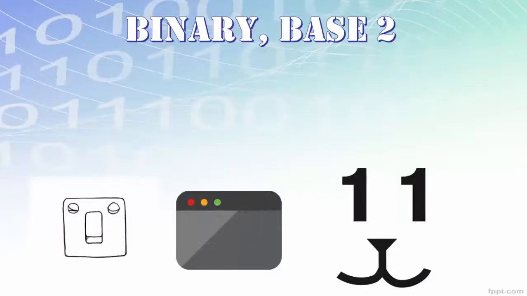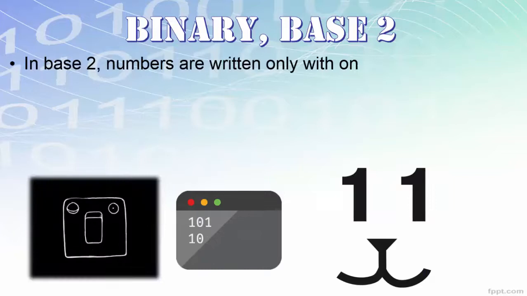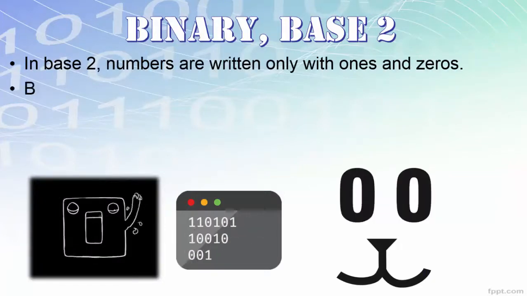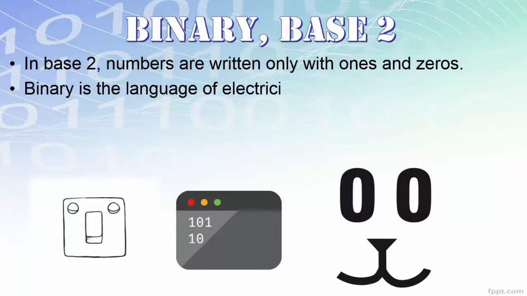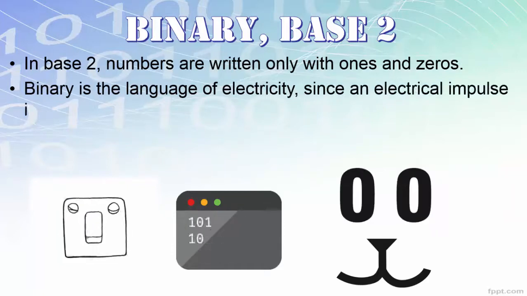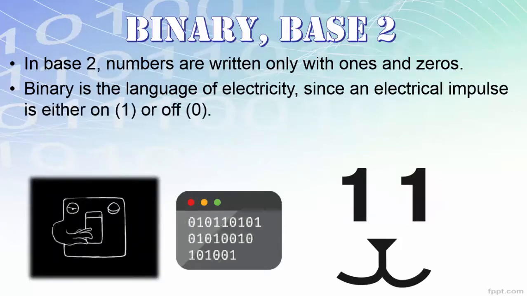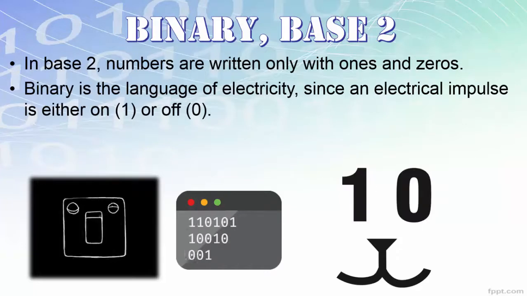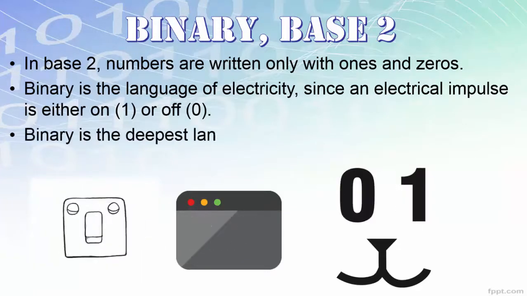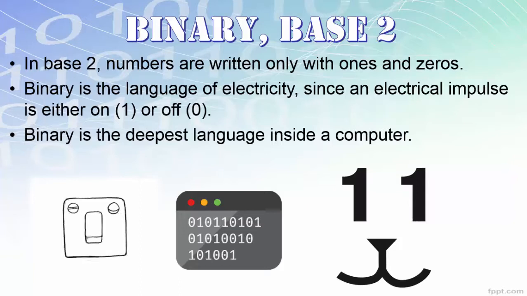The binary or base 2 system is written only with ones and zeros. Binary is the language of electricity, since an electrical impulse is either on, which is 1, or off, 0. Binary is the deepest language inside the computer.